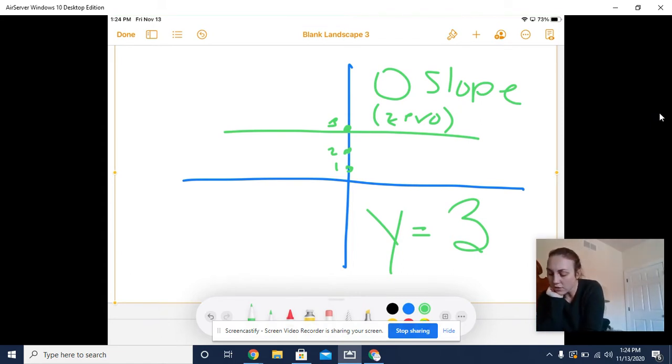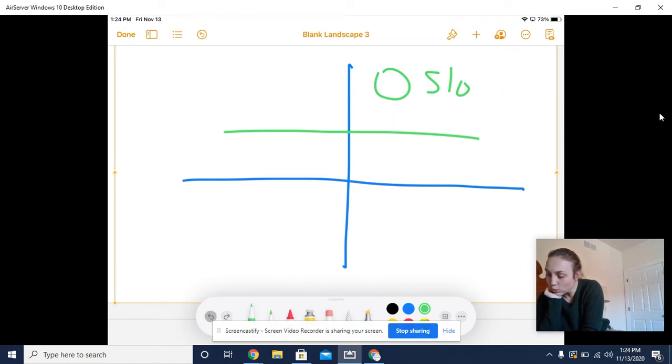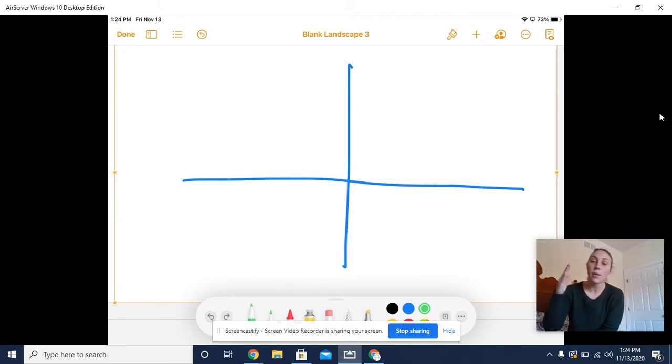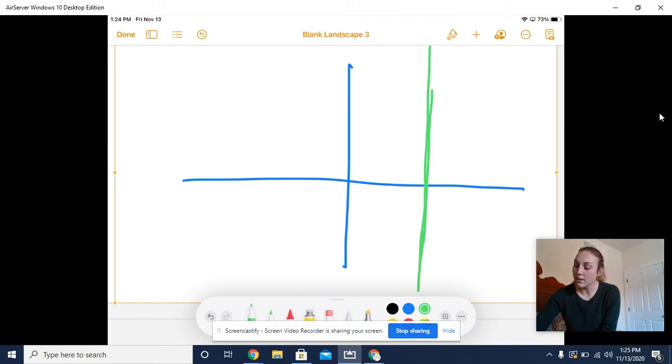So let me show you what an undefined slope looks like real quick. Let me just erase a few things. All right, so an undefined slope would be the same as a vertical line, just like that. That's curved, I don't like it. Let's do that. Yeah, a vertical line, just like that. It would go on forever. That is the same as an undefined slope.